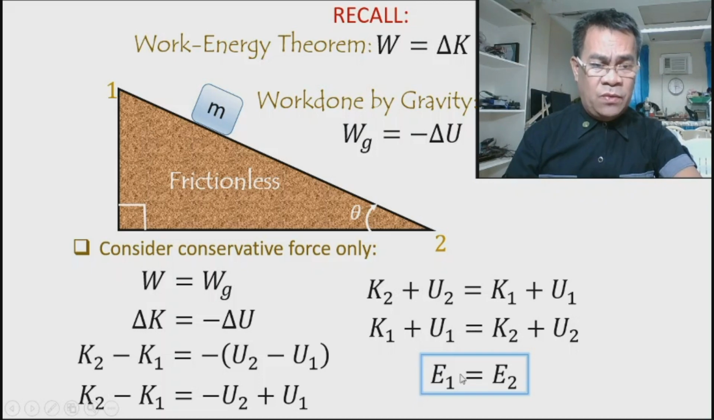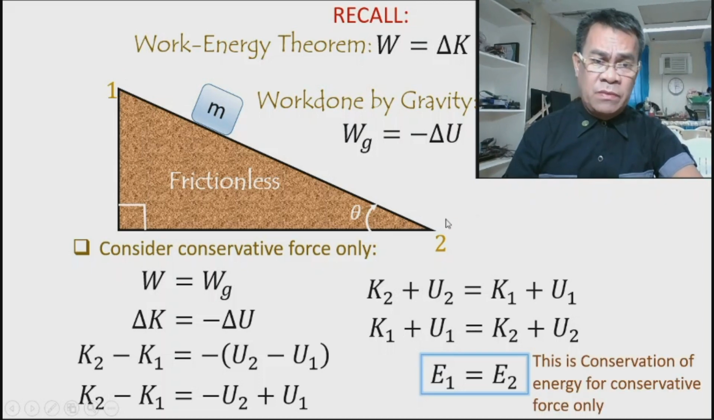So therefore, E1 is equal to E2, which means that the energy at point 1 is equivalent to the energy at point 2. This is called the conservation of mechanical energy. But take note, this is only for conservative forces, because we ignore the effect of the other forces, let us say friction. We did not include it. So energy is conserved.